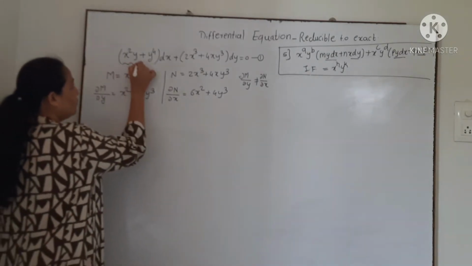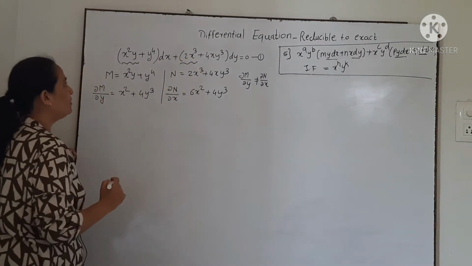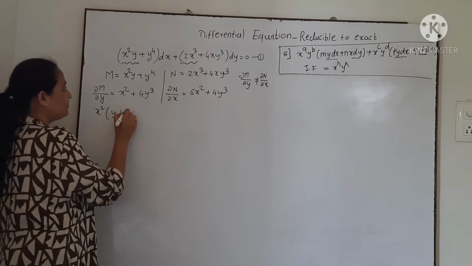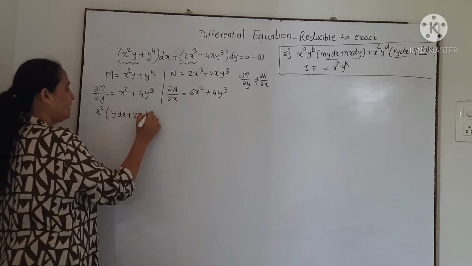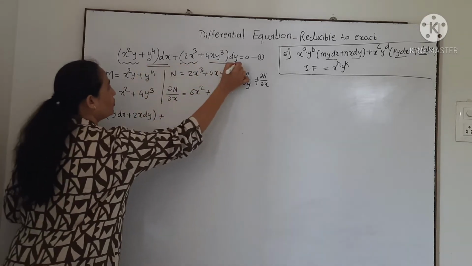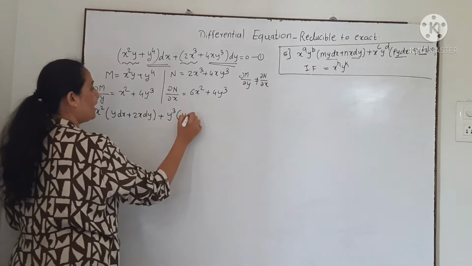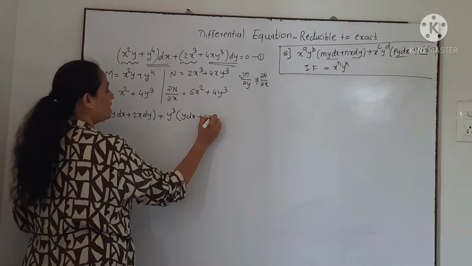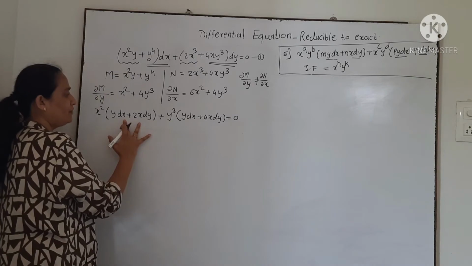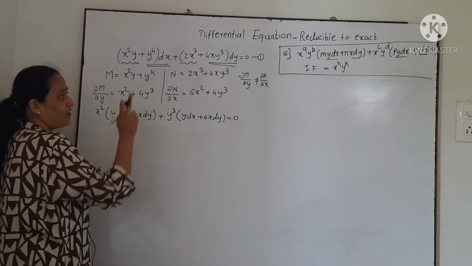Now for the fifth rule, first you have to arrange in this format. So if I consider the first and third term in one bracket, we can take x square common. Inside the bracket, it is y dx plus 2x dy, plus from the second and fourth term, we can take y cube common. Inside the bracket, you have y dx plus 4x dy equal to 0. So what you have inside the bracket is y dx plus x dy, another bracket also y dx plus x dy. We are able to arrange in this form.